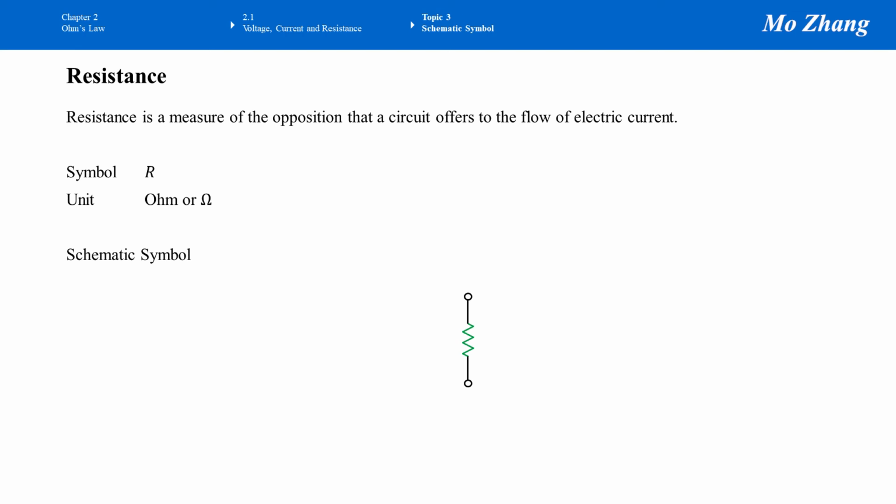Its schematic symbol is this green zigzag symbol. The two lines are wires and the two bubbles are the terminals. The bubbles are optional. We don't have to draw those bubbles most of the time.